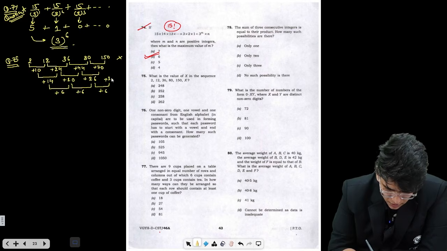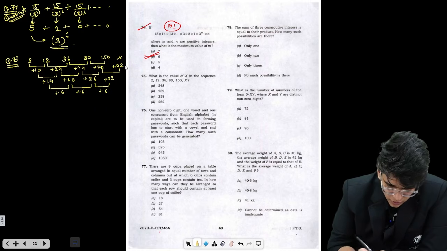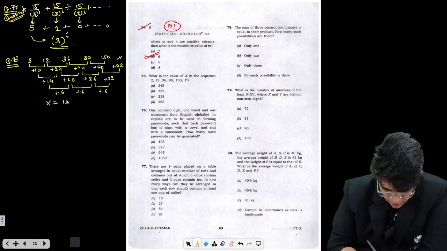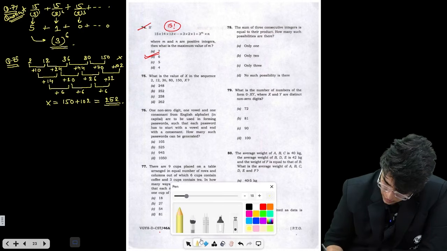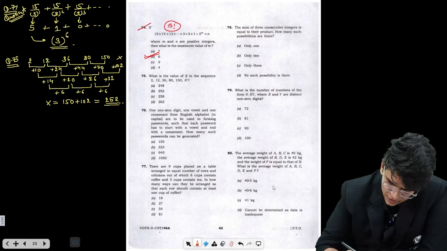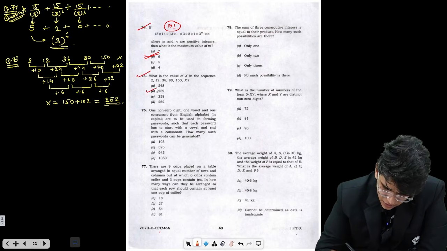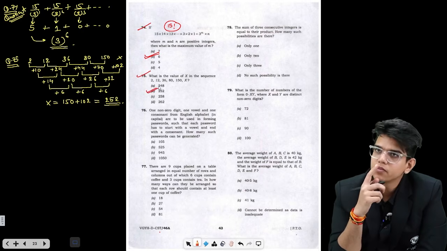Similarly, we will do plus 6 here. This will become 32 and this difference will be plus 102. So x will be nothing but 150 plus 102. This is nothing but 252. So the answer for this question number 75 is nothing but 252. ठीक है, done.